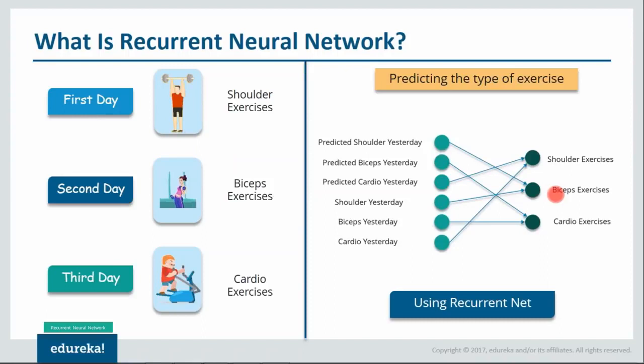Similarly, if you have missed your gym, say for 2 days, 3 days or 1 week, you need to roll back. You need to go to the last day when you went to the gym. You need to figure out what exercise you did on that day, feed that as an input, and then only will you get the relevant output as to what exercise will happen today.